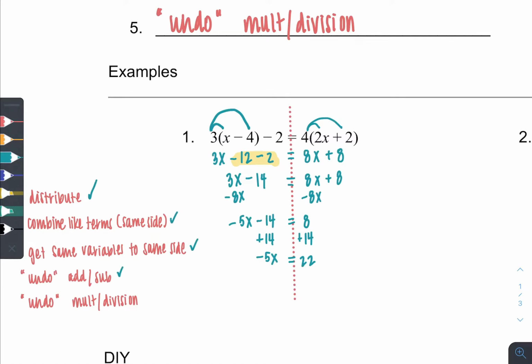Next, we're going to undo any multiplication or division. So you can see right here that negative 5 is being multiplied with the x. So to undo multiplication, we have to do division. So we're going to divide by negative 5 on both sides. We're left with x equals 22 over 5. 22 divided by 5 is 4.4. All right, so that right there is our final answer.